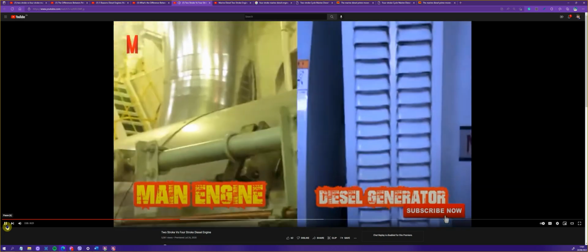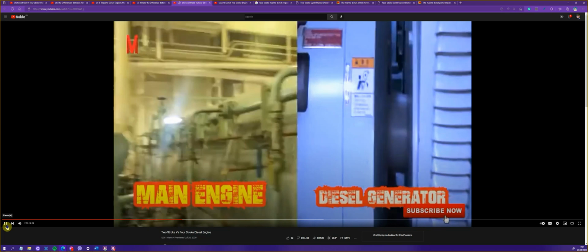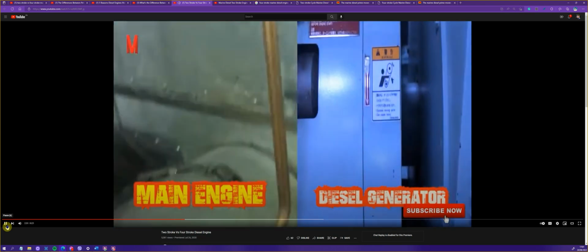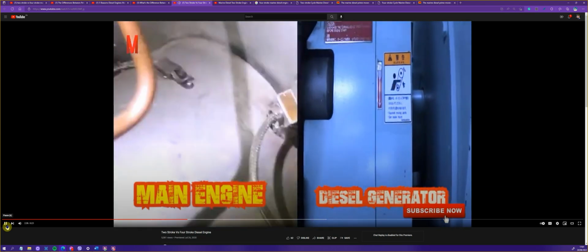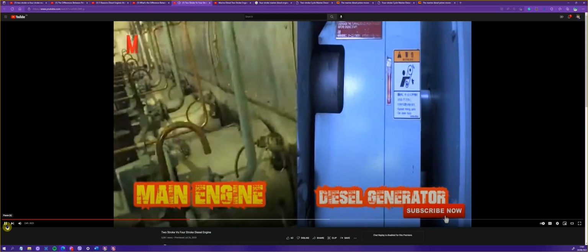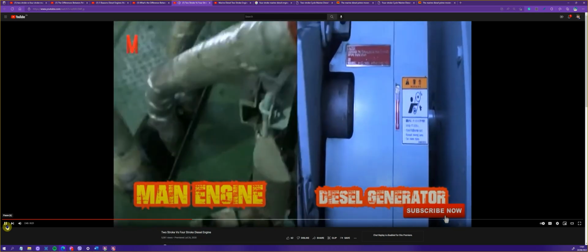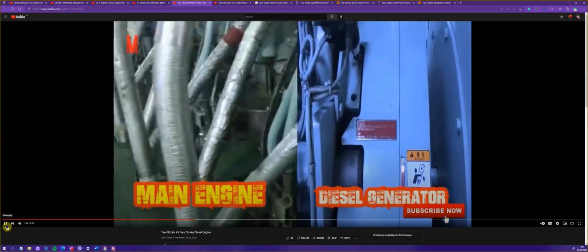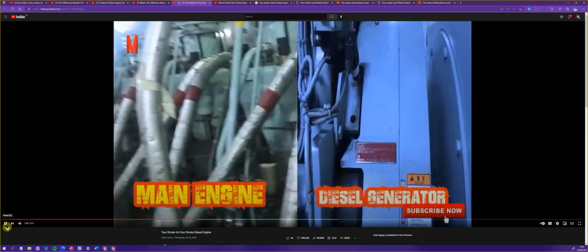Now, the main difference between these two cycles, between these two engines, is mainly the power developed. That is the number one main difference, the power developed, o yung power na kayang ibigay ng engine.